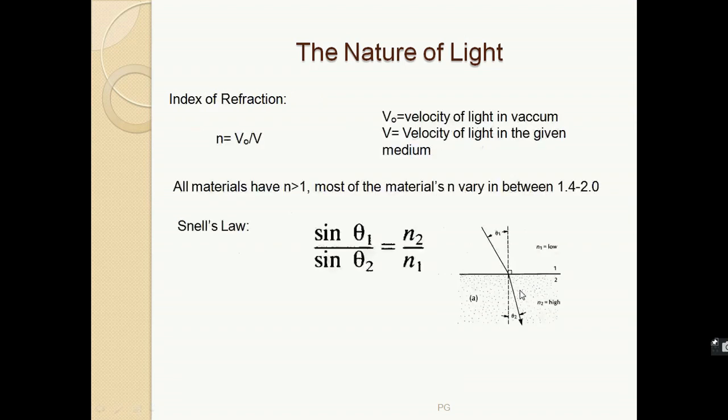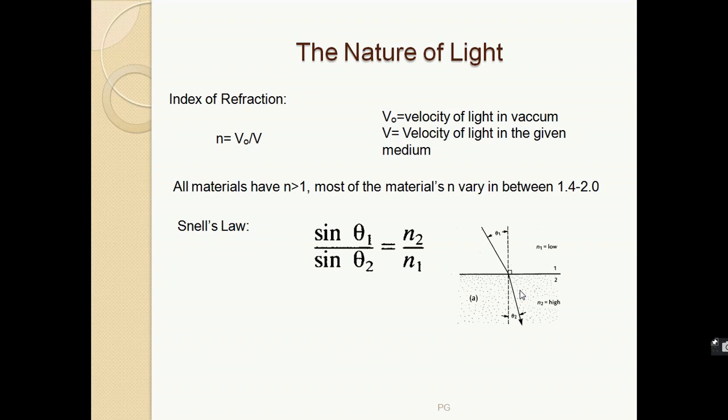So what is the refractive index? Refractive index is the ratio of the velocity of light in vacuum to that in the medium. As we know, the velocity of light in vacuum is highest, so RI will always be greater than 1. Most of the materials have RI ranging between 1.4 and 2.0.